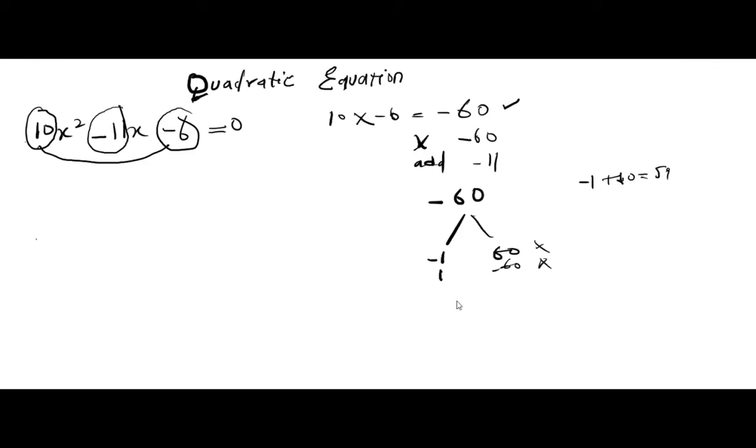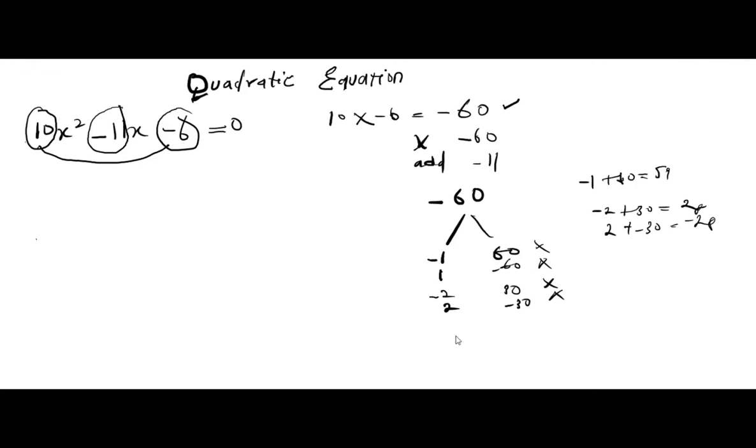Let's consider 2 and 30. 2 times 30 is 60. We attach the negative sign here. Negative 2 times 30 is negative 60. Then negative 2 plus 30 equals 28, which is not correct. Let's flip the sign. We have 2 and negative 30. 2 times negative 30 is negative 60. Then 2 plus negative 30 equals negative 28, which is out of the line.